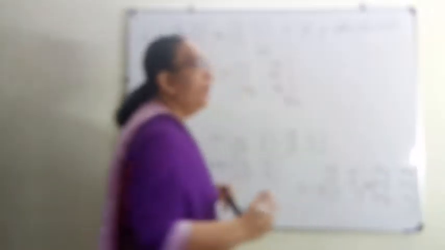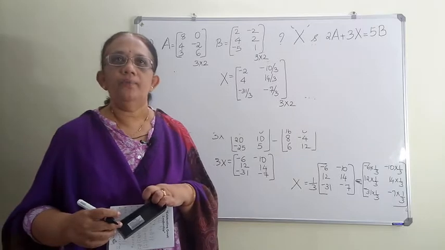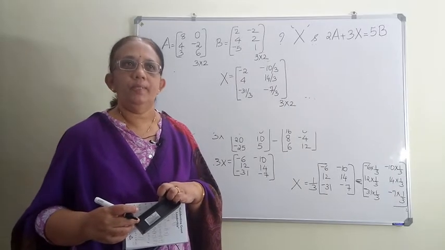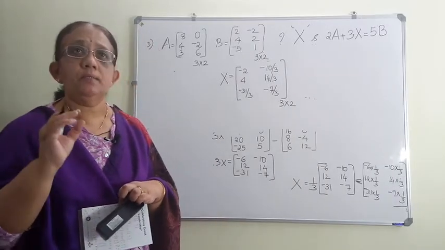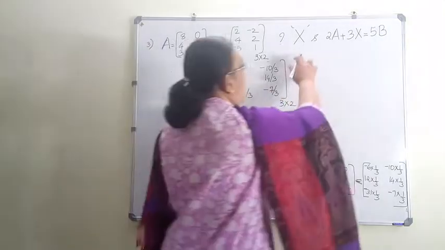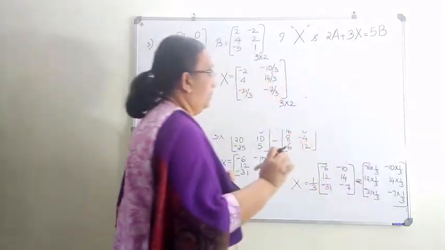This is your matrix X. And that is also of the same order as A and B. I hope all of you have understood this type of questions. Matrix X means it will always be denoted by a capital letter.